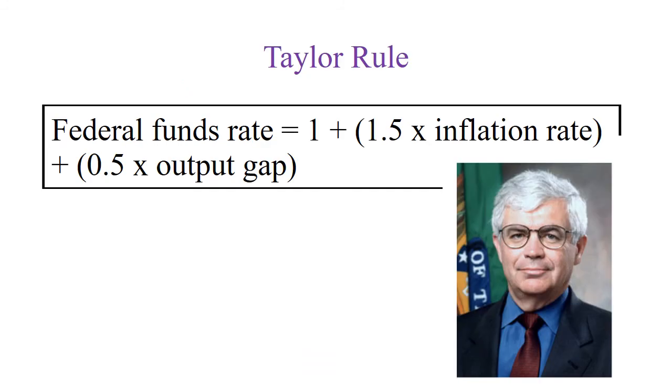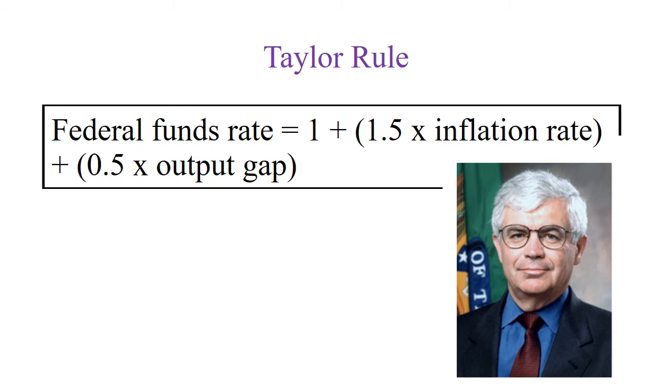So here we have our Taylor Rule equation with a nice picture of John Taylor to go with it. So the Taylor Rule states the federal funds rate, or the target federal funds rate, equals 1 plus 1.5 times the current inflation rate plus 0.5 times the output gap.